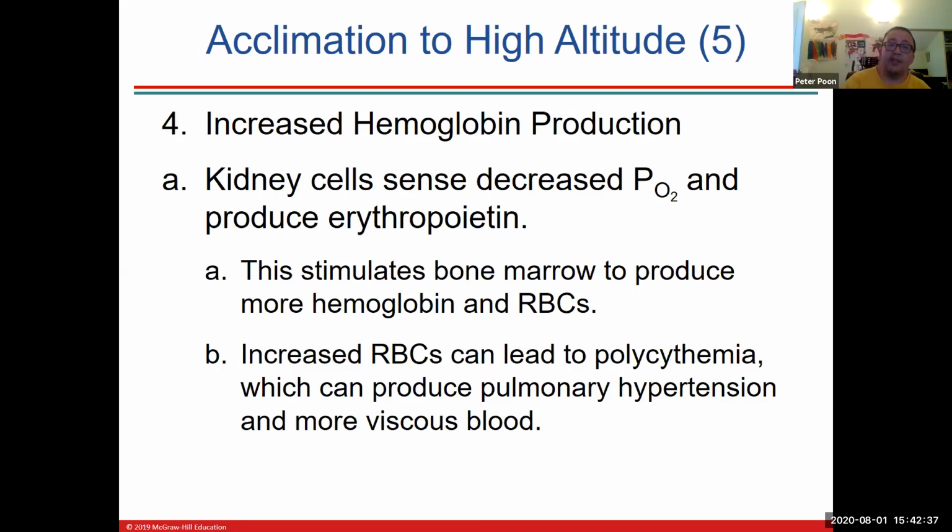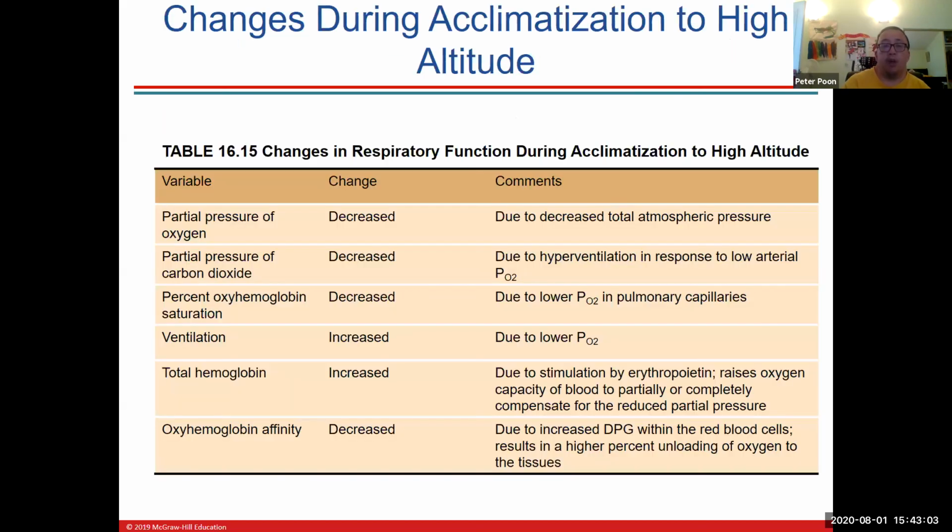The kidney cells sense decreased partial pressure of oxygen and increase EPO. EPO gets you more hemoglobin and red blood cells. The bad thing about it is more red blood cells can lead to pulmonary hypertension and more viscous blood, and that makes the heart work harder to pump the same blood.